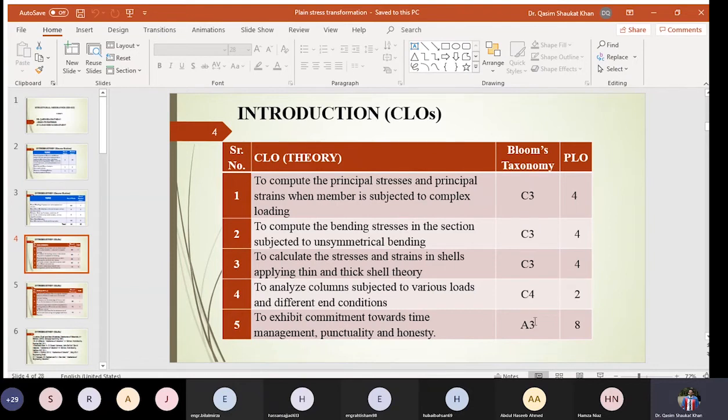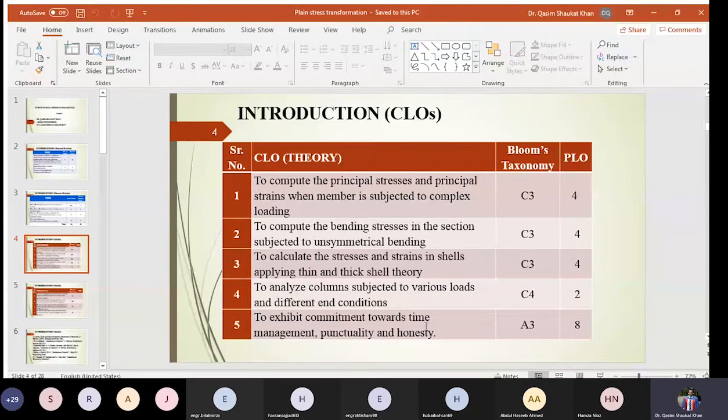Bloom taxonomy for this is A3, affective domain, and mild difficulty level. PLO is ethics. So this CLO we will evaluate based on your class participation, on your timing, that at what time you are entering into the class. If you are coming late, then you are not regular.